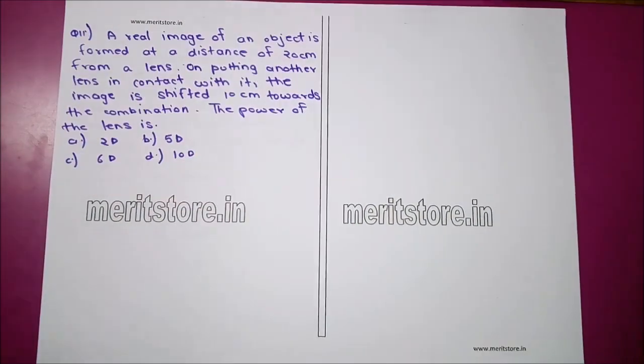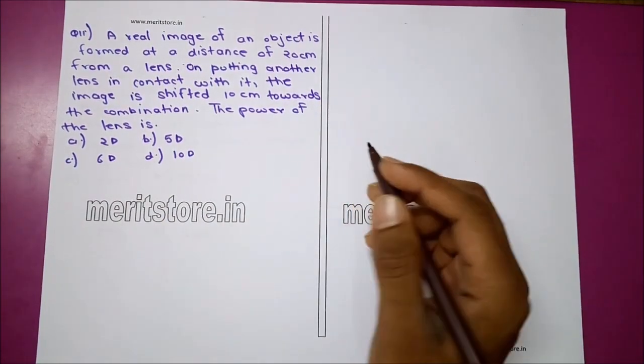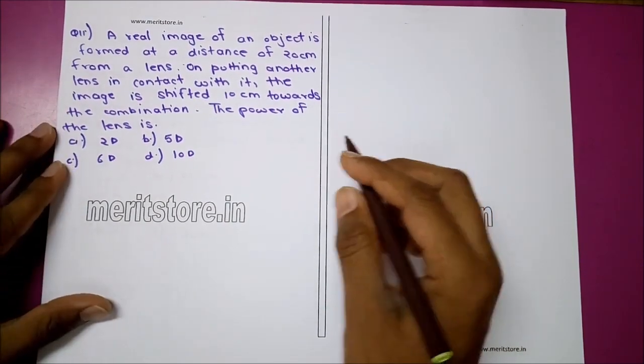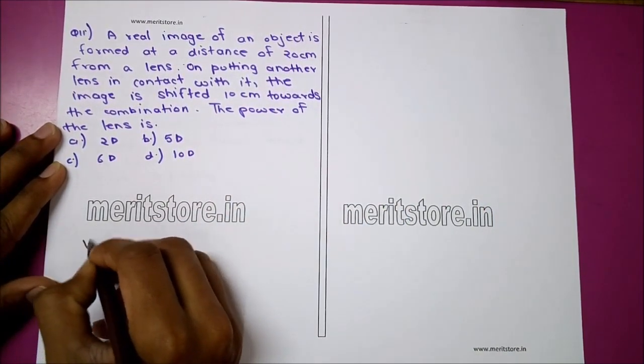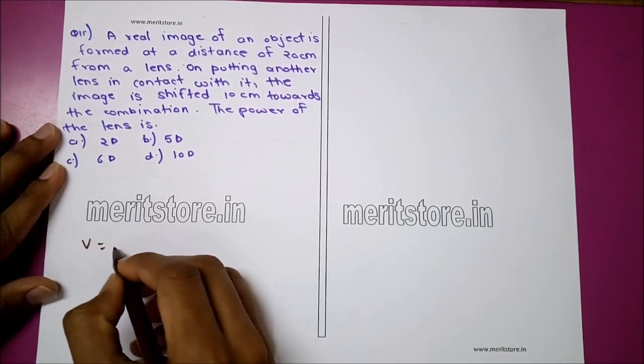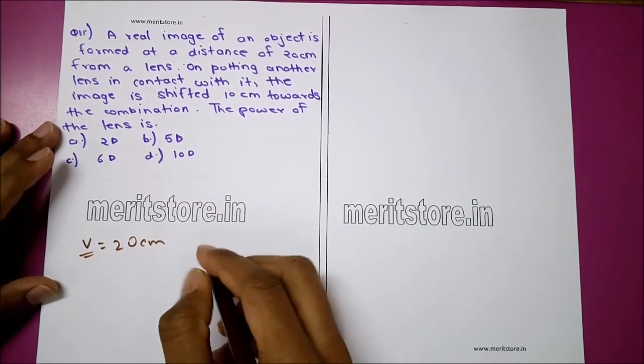A real image of an object is formed at a distance of 20 centimeters from a lens. On putting another lens in contact with it, the image is shifted 10 centimeters towards the combination. The power of the lens is, the options given are 2D, 5D, 6D and 10D. Now since the image formed is real, therefore the lens should be convex and the image is formed at a distance of 20 centimeters. So the image distance v is 20 centimeters.